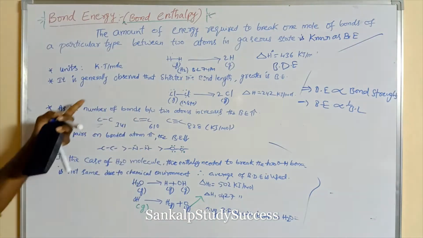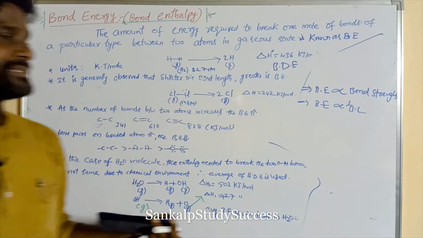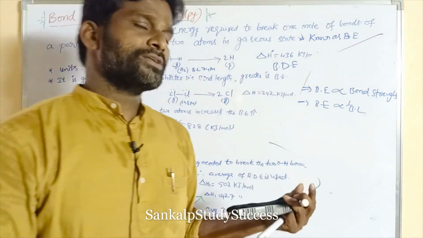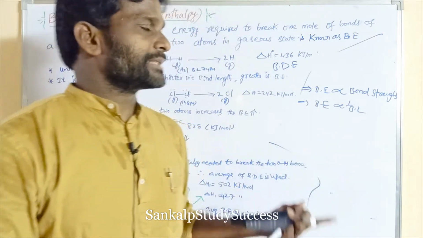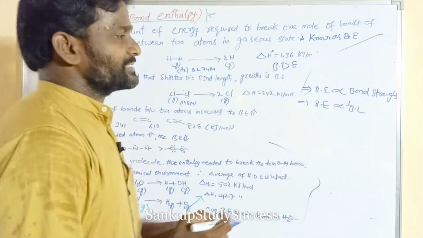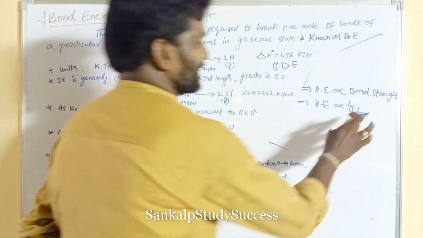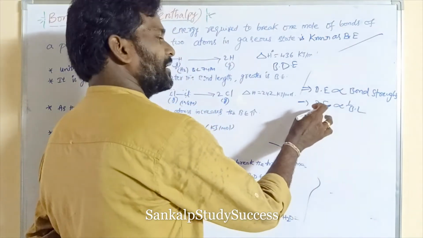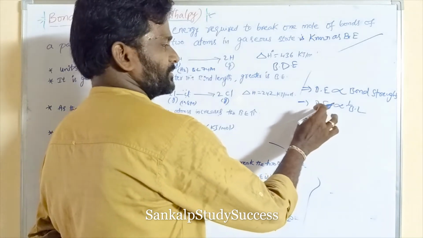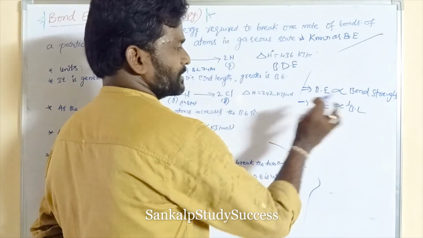We know that if the bond length increases, it is a weaker bond, so less energy is required to break that bond. That means bond energy decreases. So, the longer the bond, the weaker the bond dissociation energy; the lesser the bond energy.